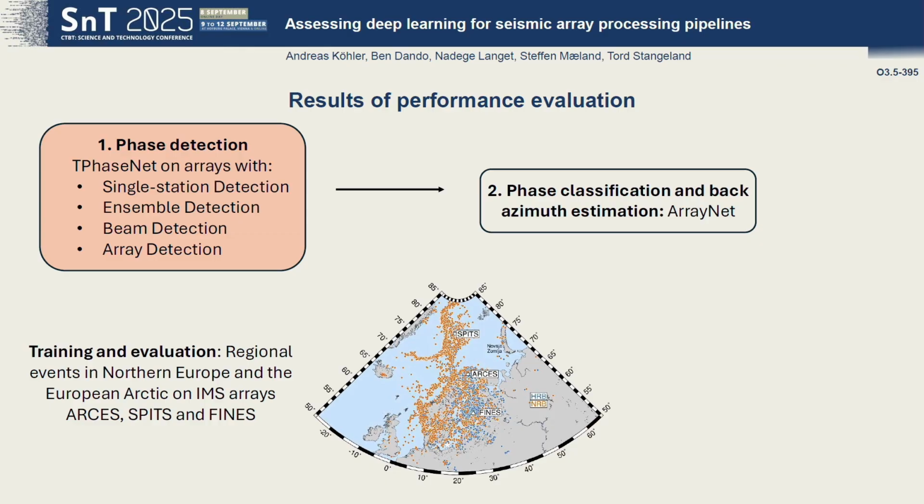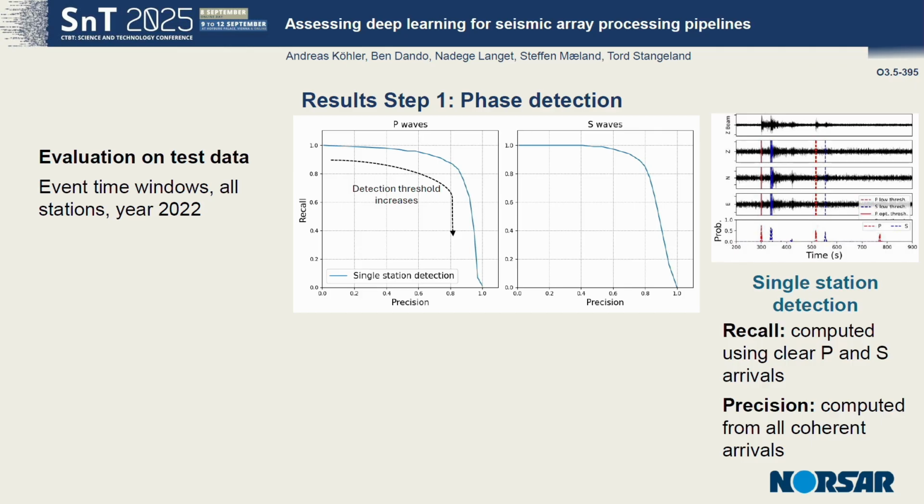So now I will go into some results for the phase detection step. And how I do that, I show these curves here, which are the so-called recall-precision curves, which is a kind of metric to evaluate the performance of a phase picker. We want to have a high recall. That means we don't want to miss real arrivals. But at the same time, we also want to have a low false alarm rate, so a high precision. So to have a good performance, we want to have a point in the upper right corner, basically. And we compute these metrics for different detection thresholds, and that's why we get this curve.